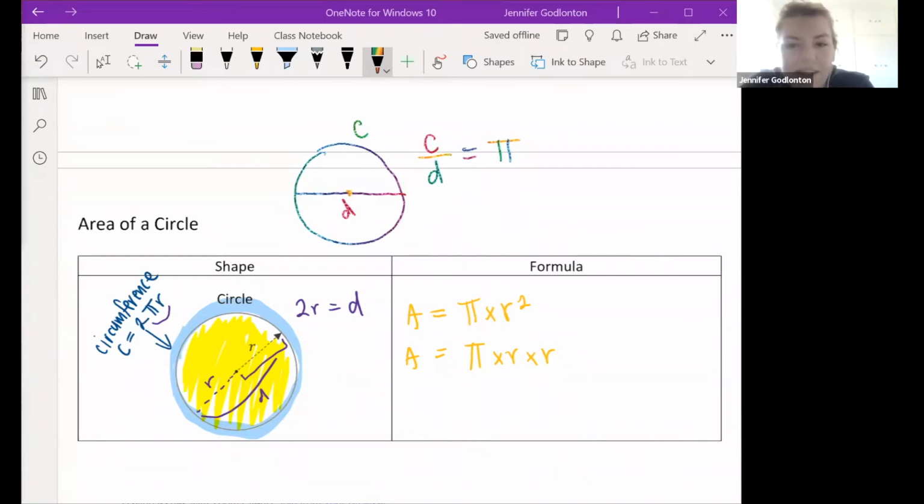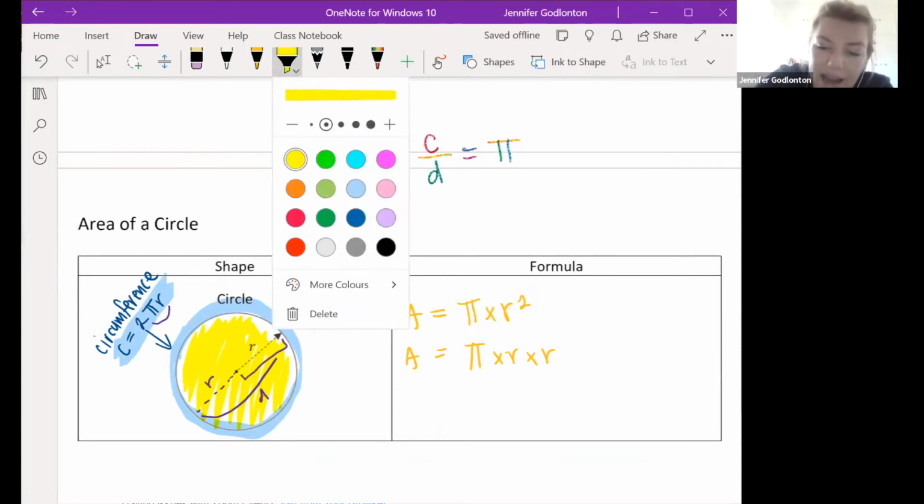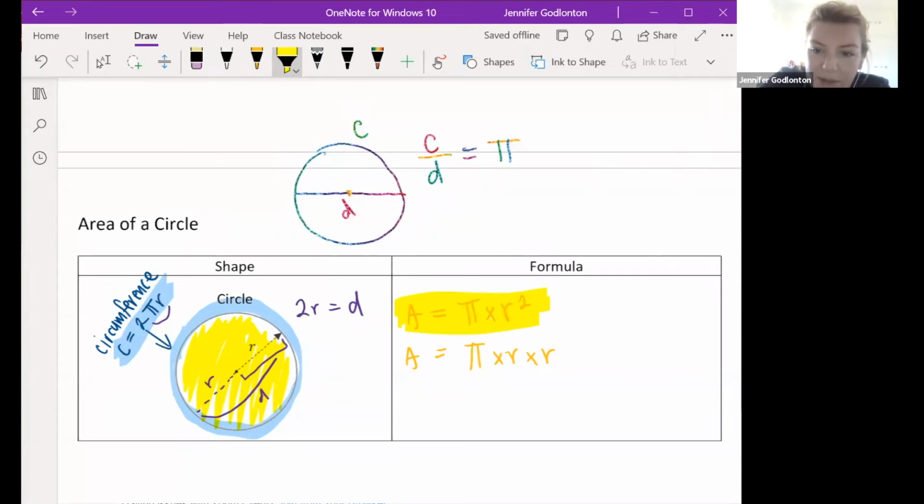Okay, so we have area is equal to pi times radius squared. That is our formula for an area. So two different important things. Remember, circumference is 2 pi r or pi d, and then area is pi times radius squared.